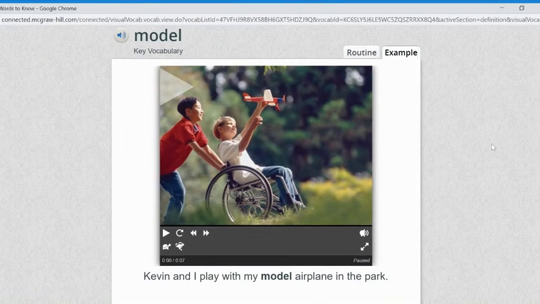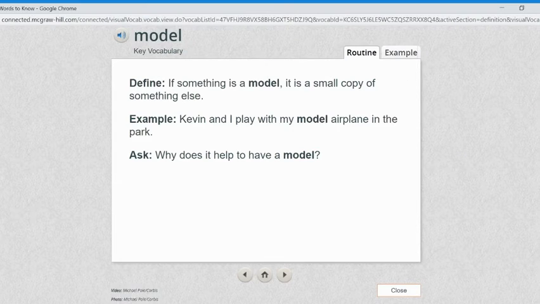Our next word is model. Kevin and I play with my model airplane in the park. Model. If something is a model, it is a small copy of something else. Kevin and I play with my model airplane in the park.